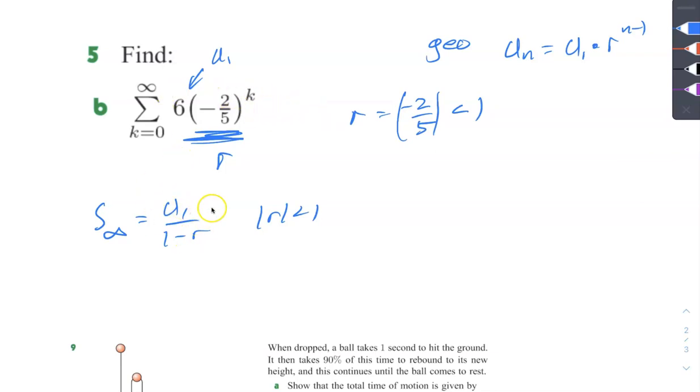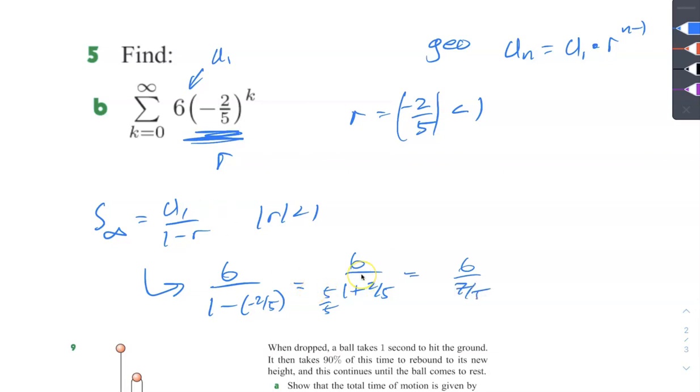All I gotta do is substitute it in. So we're gonna get u1, which is 6, over 1 minus negative 2/5. Again, if you want, feel free to put it into your calculator. I'm gonna do it by hand because I like doing math. Common denominator, so I get 6 over 7/5. Again, that looks scary, but it's just 6 divided by 7/5, also known as 6 times the reciprocal. So I get 30 over 7.